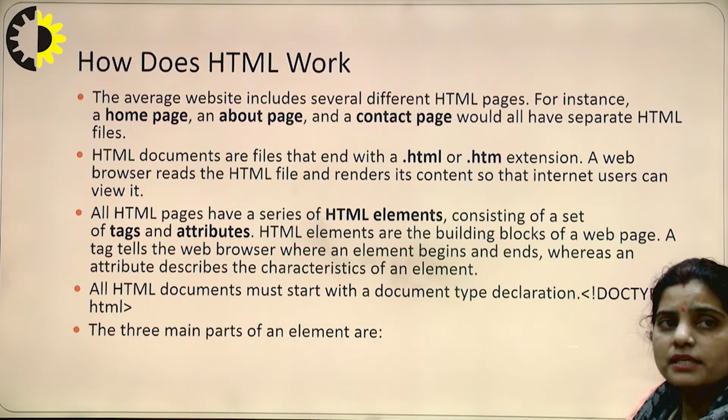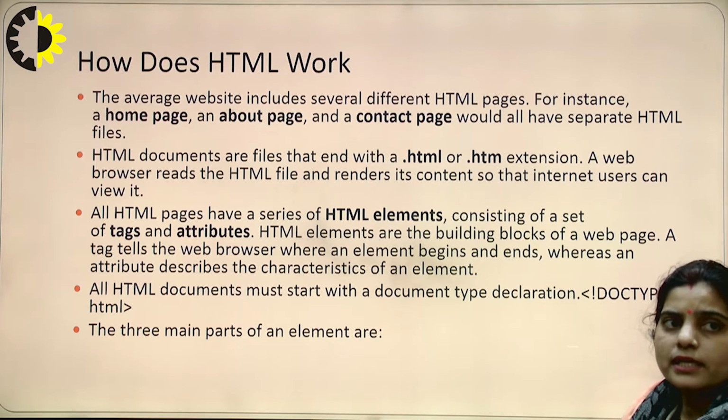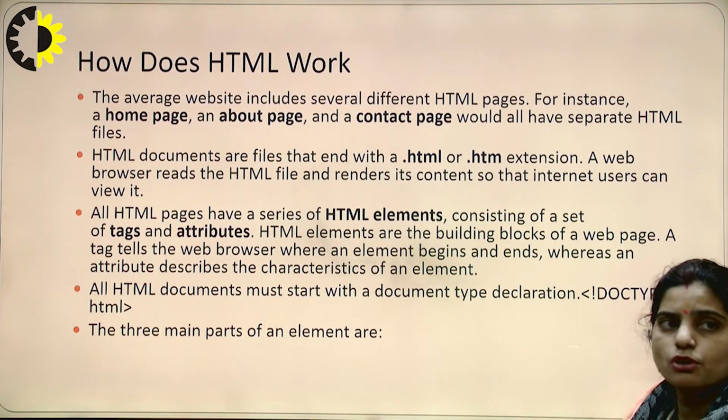All HTML pages have a series of HTML elements, which consist of a set of tags and attributes. These elements are the building blocks of web pages, and the tags tell the browser when an element begins and when it ends. The attributes used with the elements of HTML describe the characteristics of that element. All HTML documents start with the document type declaration, which is Doctype HTML.